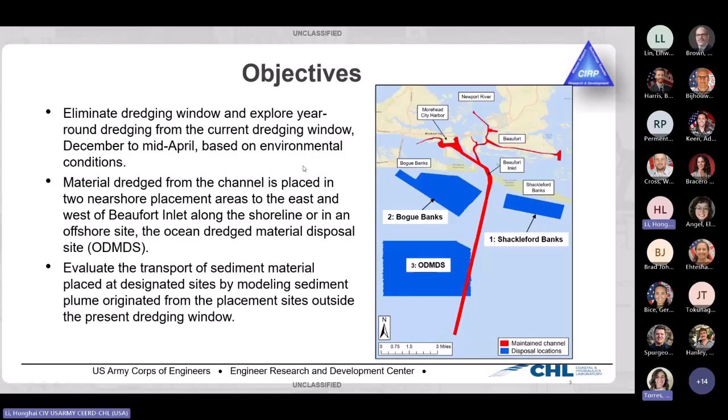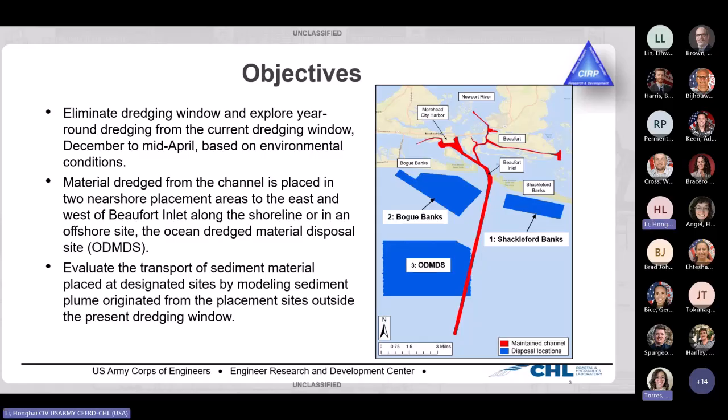The objective: for the area, there's a dredge window, usually between December and April every year. And the district would like to explore year-around dredging and placement to raise the efficiency of the dredging placement operation.